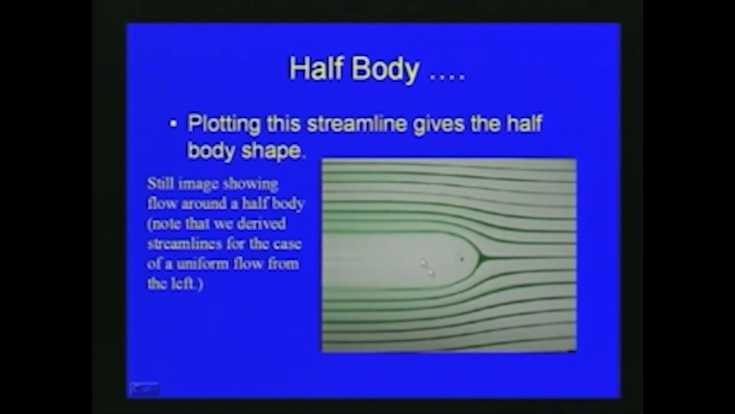So, this is the still image showing flow around a half body, which we have already discussed. A half body is obtained by superposing a source in a uniform flow, and we have already defined the velocity potential, the stream function, and the radial and tangential velocities. We have also seen the stagnation point, and how all these parameters are derived with respect to the discussion on this half body.